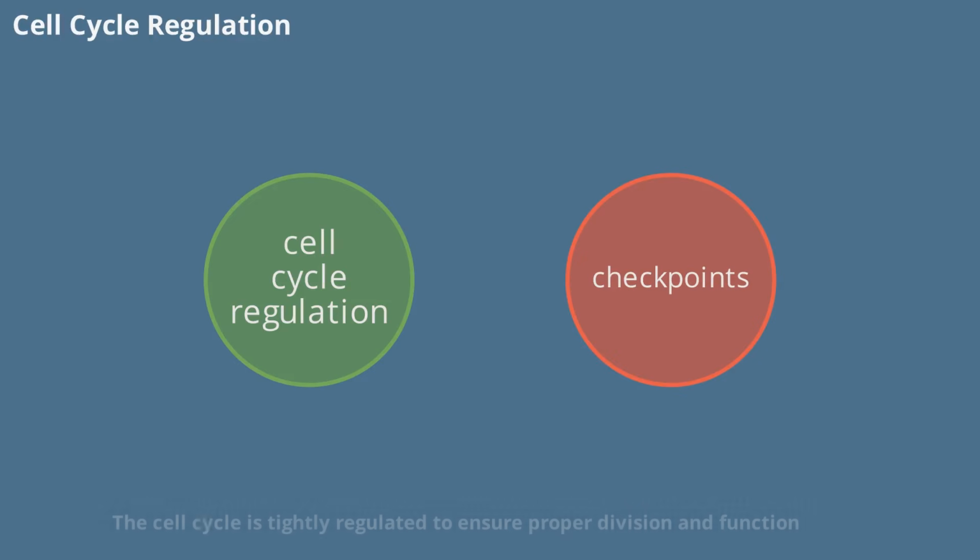The cell cycle is tightly regulated to ensure proper division and function. Checkpoints throughout the cycle monitor DNA integrity, cell size, and readiness for division. This regulation prevents errors and maintains genetic stability, protecting organisms from diseases like cancer.